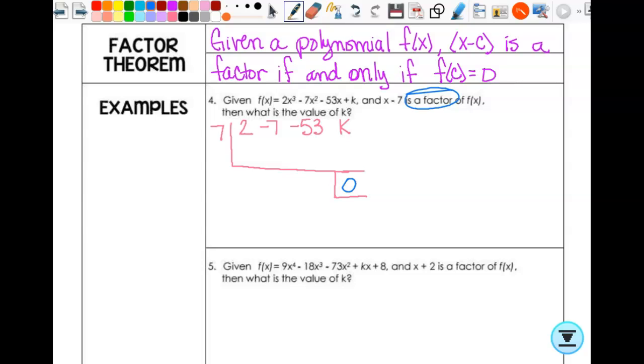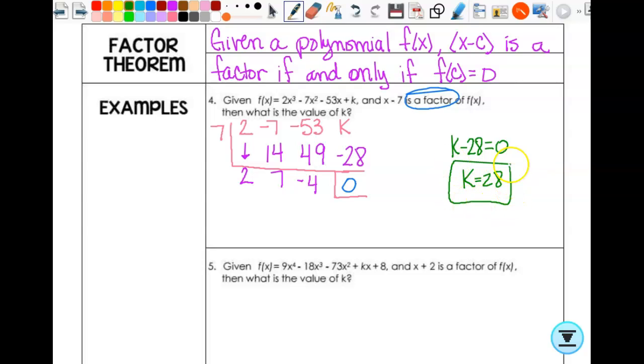All right, so then let's go through and find k. Bring down my 2. This gives me 14. This gives me 7, 49, negative 4, negative 28. So then is finding k going to be really easy or really difficult? Really easy. K minus 28 equals 0 is my little equation, so k equals 28. Any questions at all? All right, then you do number 5 on your own.